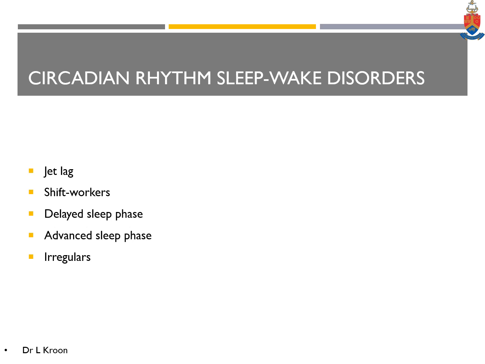And then you can also have 2 other circadian rhythm sleep-wake disorders, which occur when there's a delayed sleep phase, as well as advanced sleep phase sleep-wake disorders. And then you can also have an irregular pattern.